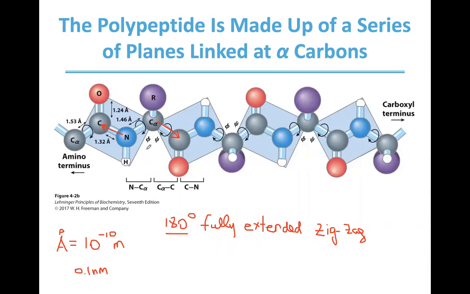I have a quick question. So the 180 fully extended zigzag pattern, that will set the rigidity, I guess that's how you say it, of the backbone, the polypeptide. Is that what that means? So the rigidity will come from the fact that there is no free rotation about the carbon-nitrogen bond of the amide bond.